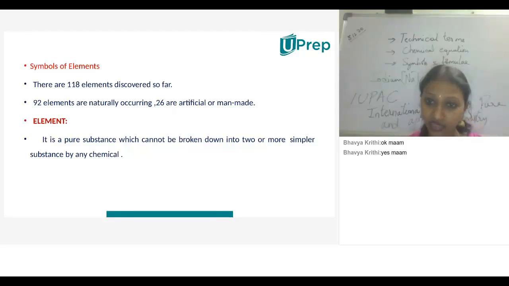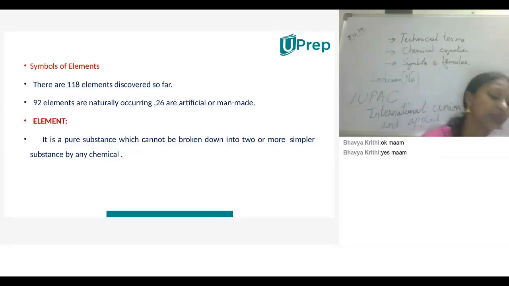So within that 118 elements, 92 elements occur naturally and 26 are artificial or man-made. Understood? How did these man-made elements get found?